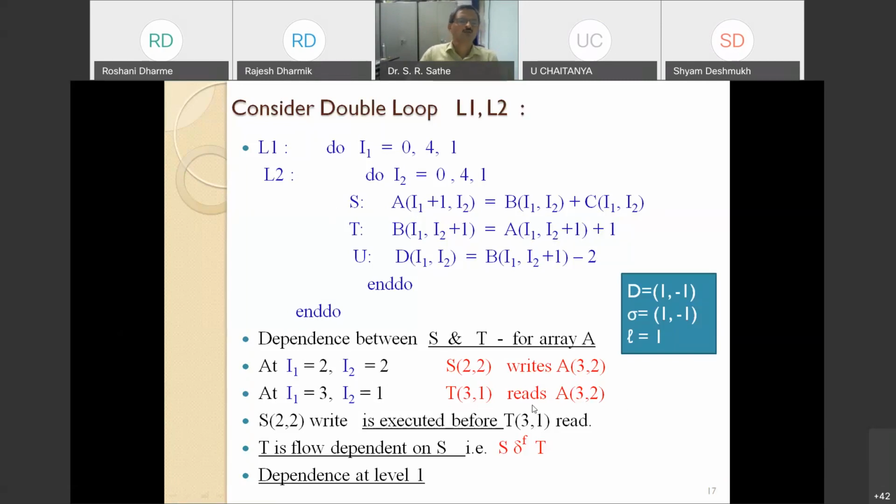Okay. So now focus on this part. You will notice that this iteration with I1 equal to 2 will definitely come earlier than I1 equal to 3. Right? So the statement S is writing first and statement T is reading later. So suppose you parallelize this program, can you have T31 reading first?